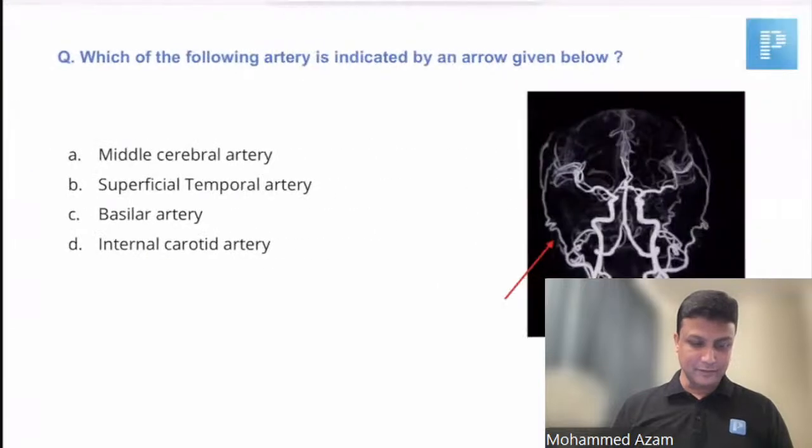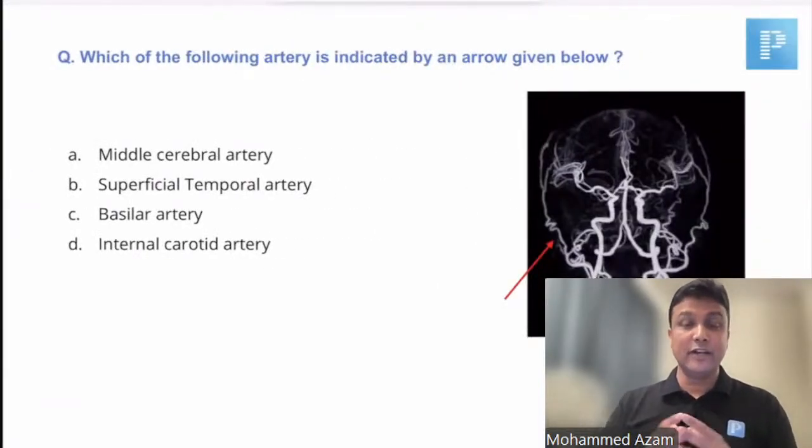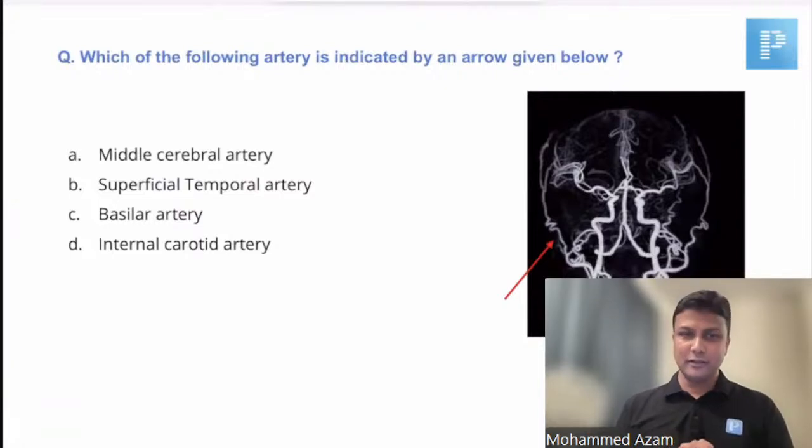Rajesh. Yes. Then one of the questions was in integration of anatomy and radiology: which of the following arteries is indicated by the arrow mark in the given image? In this given image, you can see the artery is more towards the lateral side, and that artery is actually the superficial temporal artery. It cannot be the middle cerebral artery, and the basilar artery is totally different there.